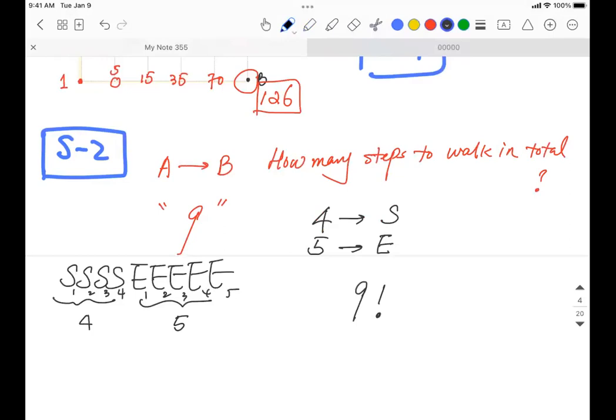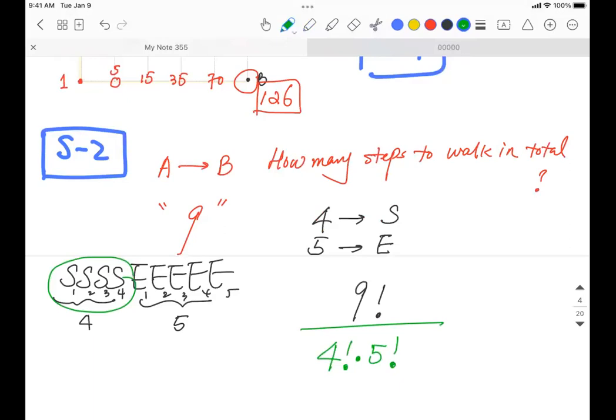But wait a second. All the souths are essentially the same thing, right? And all the easts are essentially the same thing as well. So therefore, you are overcounting a lot. Does it make sense? You're overcounting a lot. So you need to divide by 5 factorial times 4 factorial.